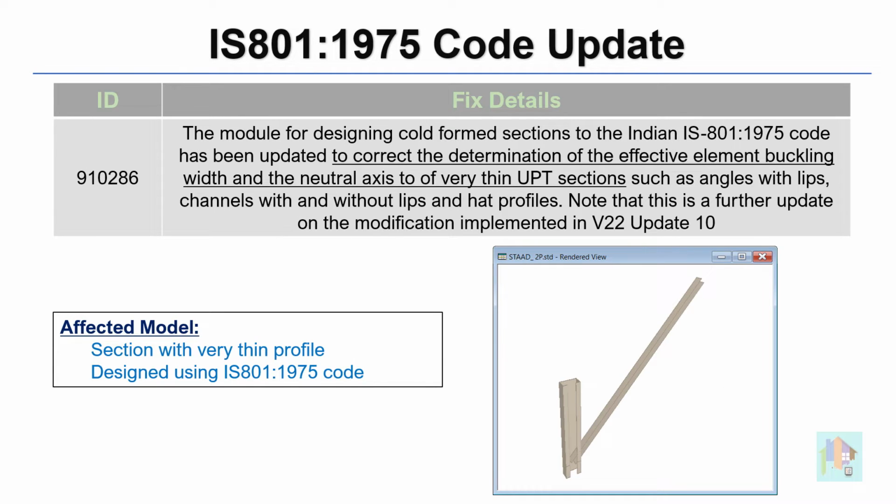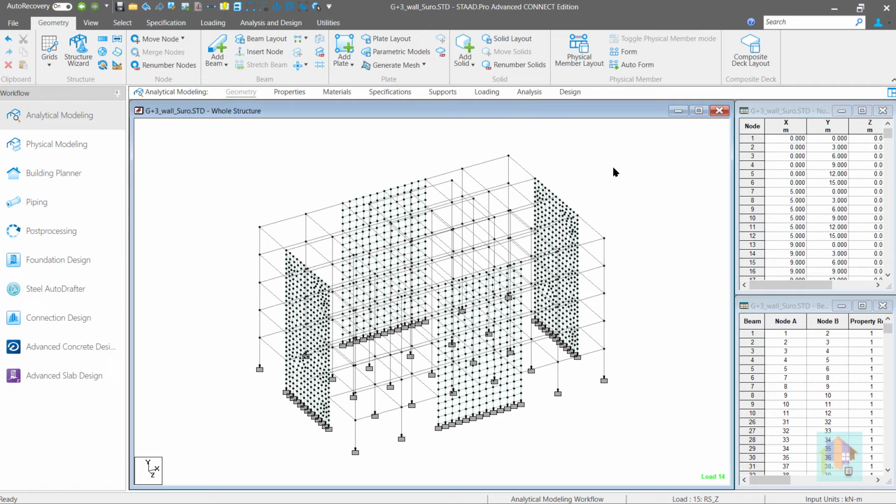For cold form section design as per IS 801, there is one update. For very thin profile with angle, channel with or without lips and hat profile, correct effective buckling width and neutral axis are now considered for design.